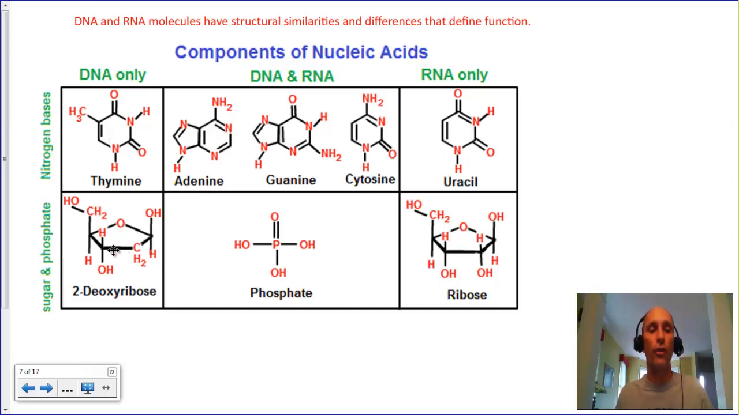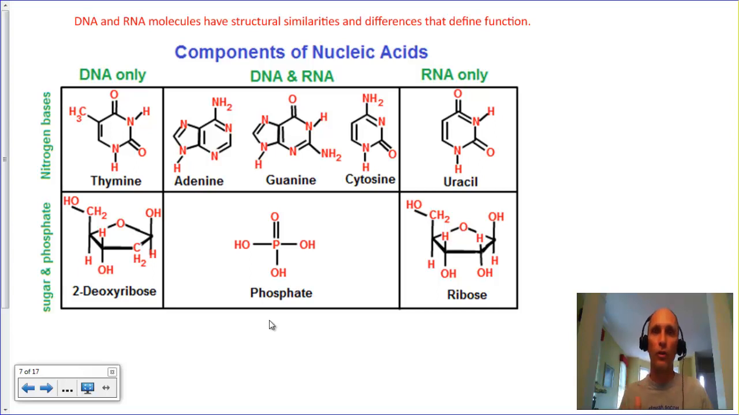The phosphate is the same in DNA and RNA. The sugars are different. The sugar is deoxyribose in DNA and ribose in RNA. And the third thing about them is that RNA is single-stranded and DNA is double-stranded. So those are some structural similarities and differences, and that, again, helps define their function.